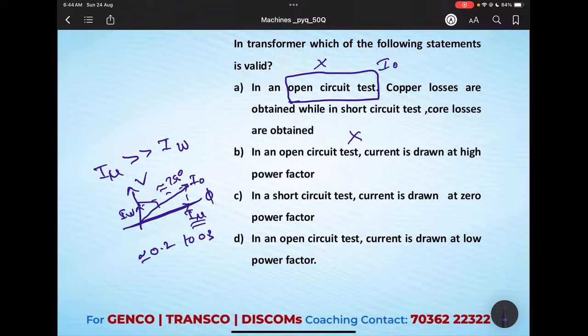In short circuit test, current drawn is at 0 power factor. This is also not correct. 0 power factor does not happen at all. Why? Because it has both resistive component and inductive component. So this also may not be correct.